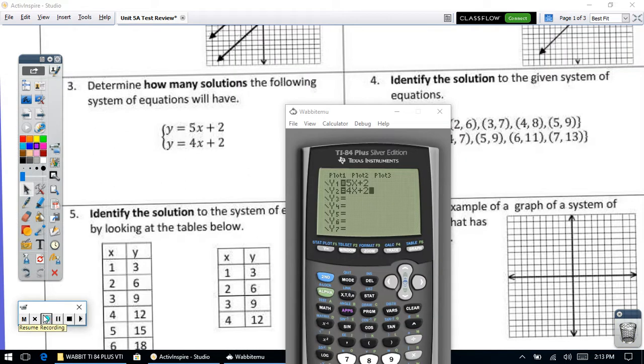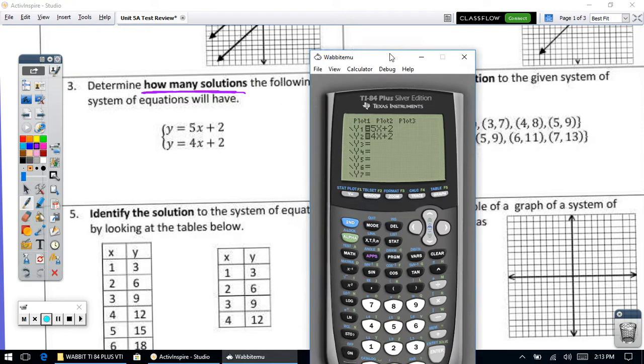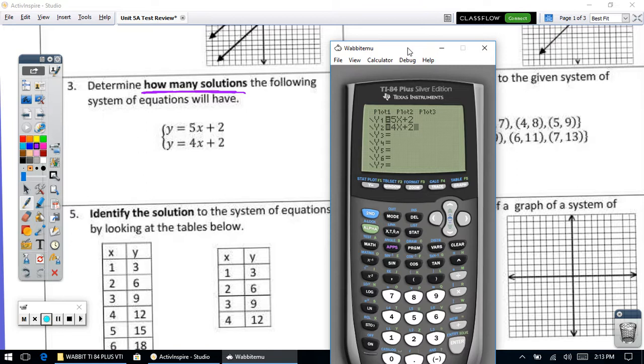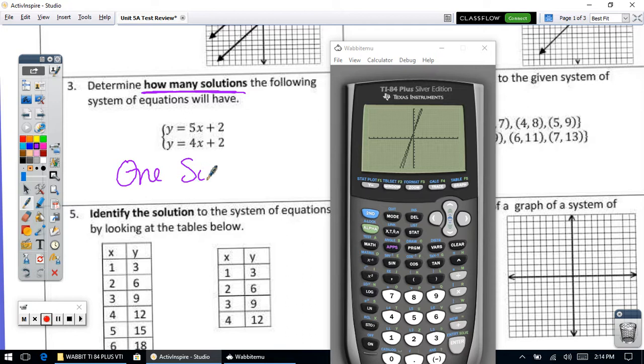3, determine how many solutions. So we need to figure out how many times these two cross each other. We'll grab our calculator, put the first one in y1, the second one in y2. We're going to graph it. There's the first one. There's the second one. You might assume that these have an infinite number of solutions, but if you see right down here, the lines actually separate. And you can see right here, it looks like they have one point of intersection. So this has one solution.